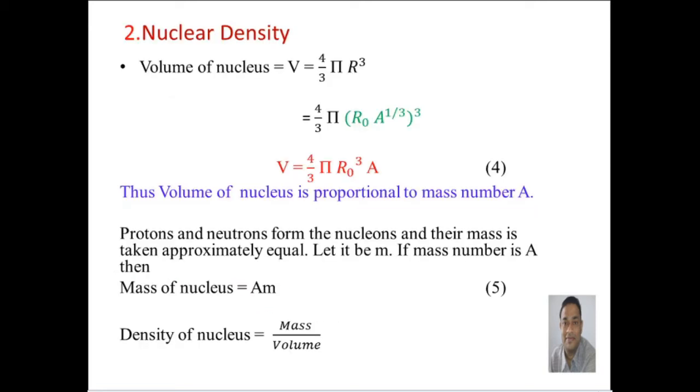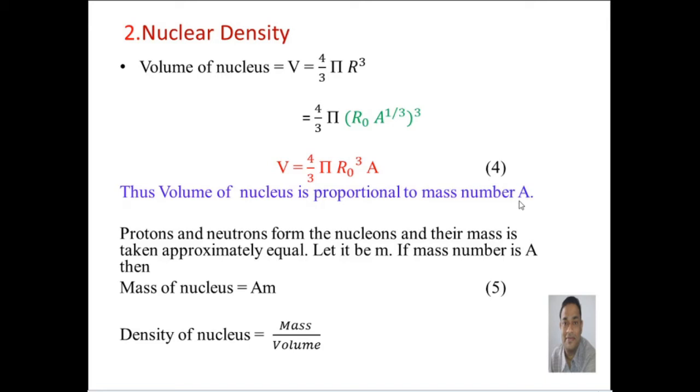Next, we see the nuclear density. We have seen that a nucleus is roughly spherical in shape, and V is equal to 4 by 3 pi r cube gives the volume of a spherical nucleus. If we substitute the value of radius of a nucleus and make the arrangements, then we get the volume of a nucleus is equal to 4 by 3 pi r0 whole cube into A, which means the equation 4 shows that the volume of a nucleus is directly proportional to the mass number A.